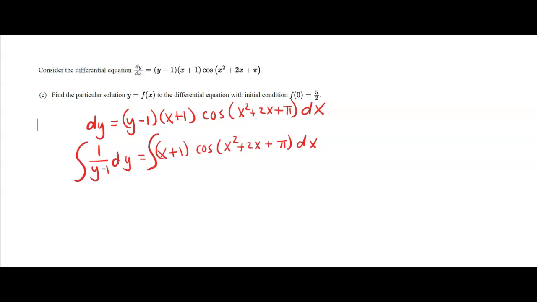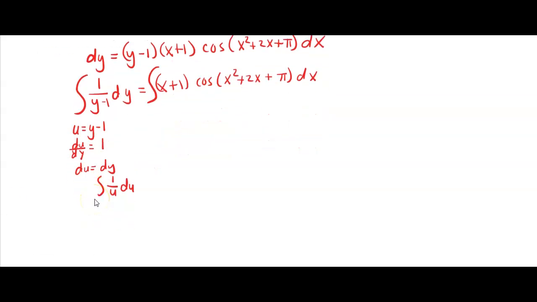Now, both of these are going to require some u substitution. Let's do the left side here first. Let's say u is equal to y minus 1. That means the derivative of u with respect to y is 1, which means that du equals dy, and therefore we have the integral of 1/u du, and the integral of 1/u is ln of u, and our u in this case is y minus 1. All right, so that side's done.